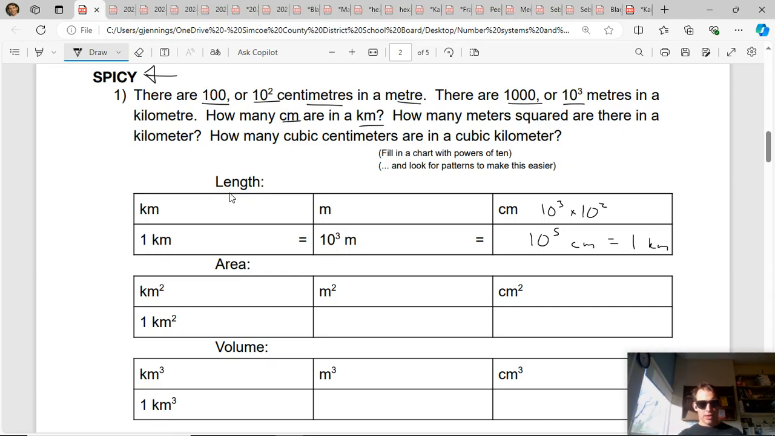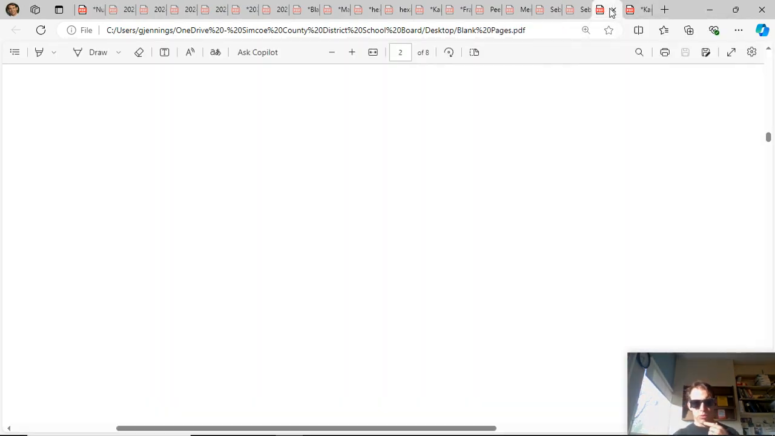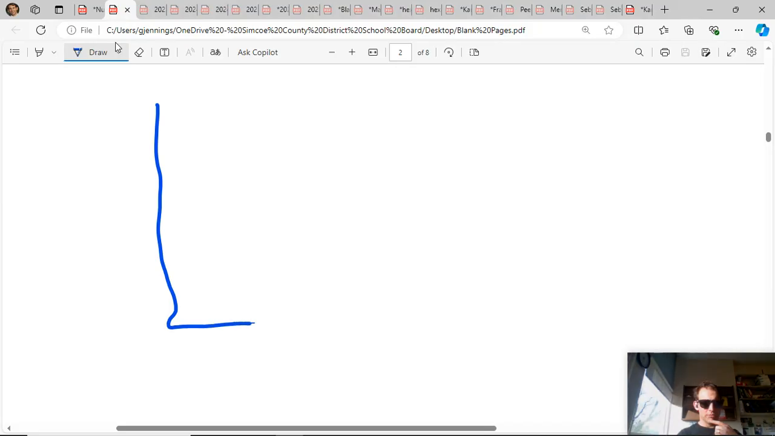All right, cool. But what if we were doing area? This one I want to pop over to some blank pages here. Suppose I have this area here, which is a meter squared.